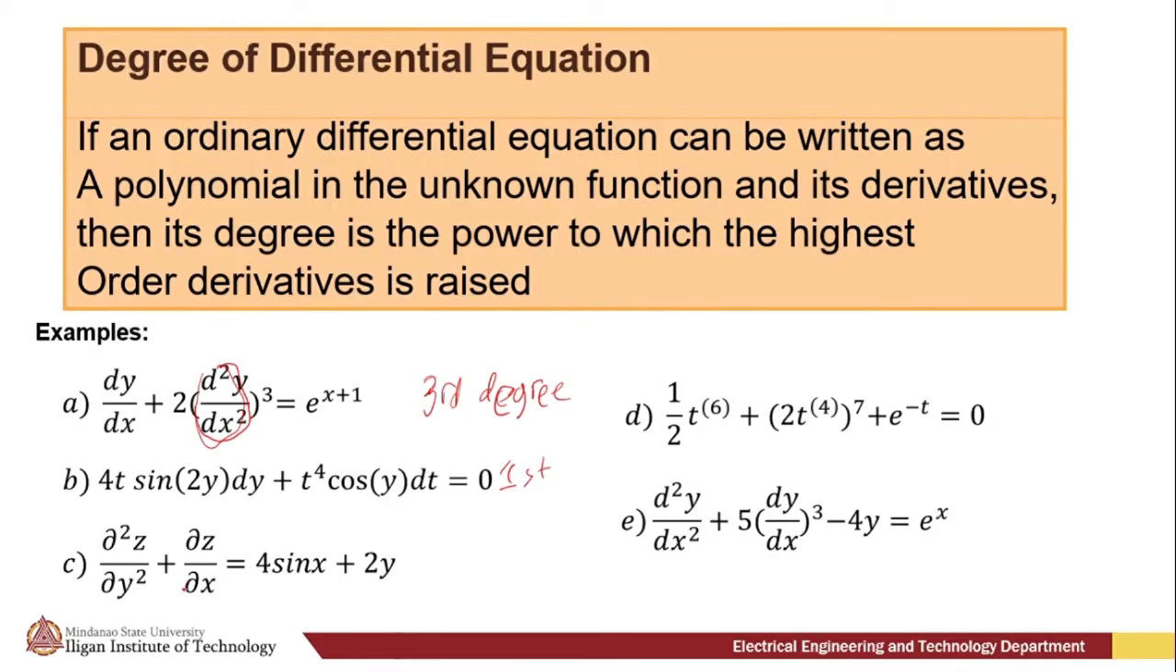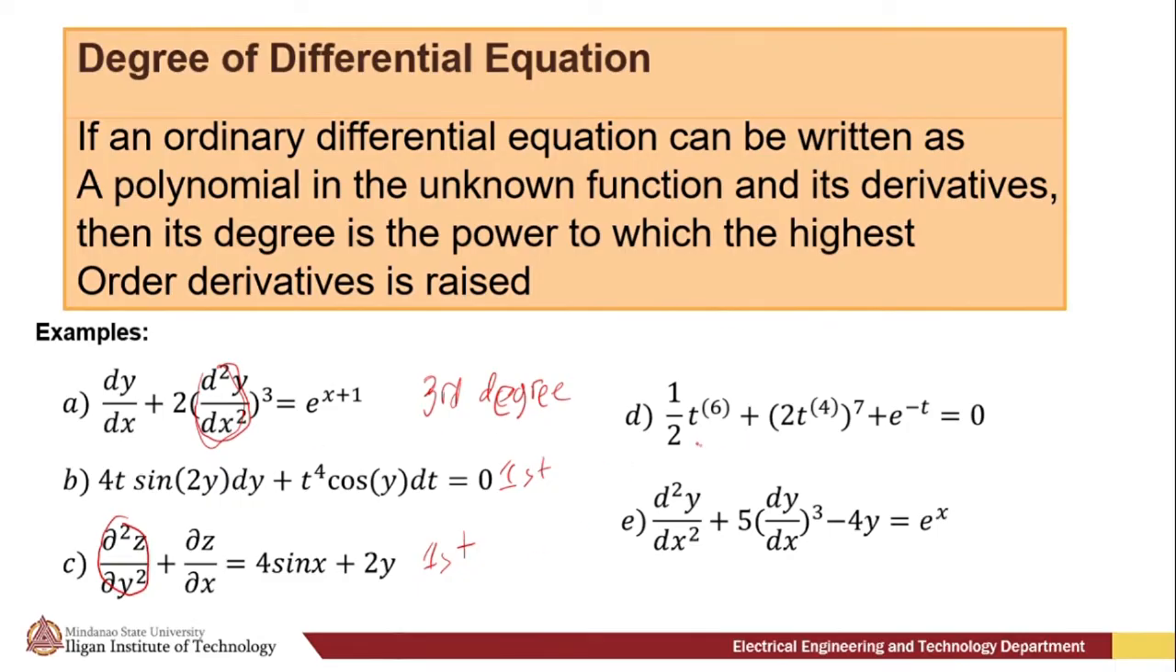In example C, we have the second partial derivative of z with respect to y plus the partial derivative of z with respect to x equals 4 sine x plus 2y. Let's check where the highest order of derivative is. In this example, we have this term, the second order derivative, and it is only raised to the power of 1. Hence, this is a first degree differential equation.